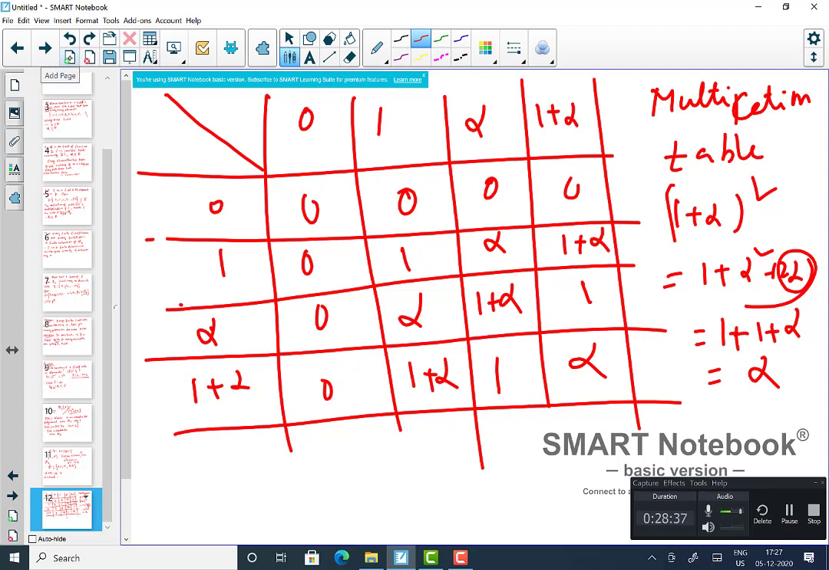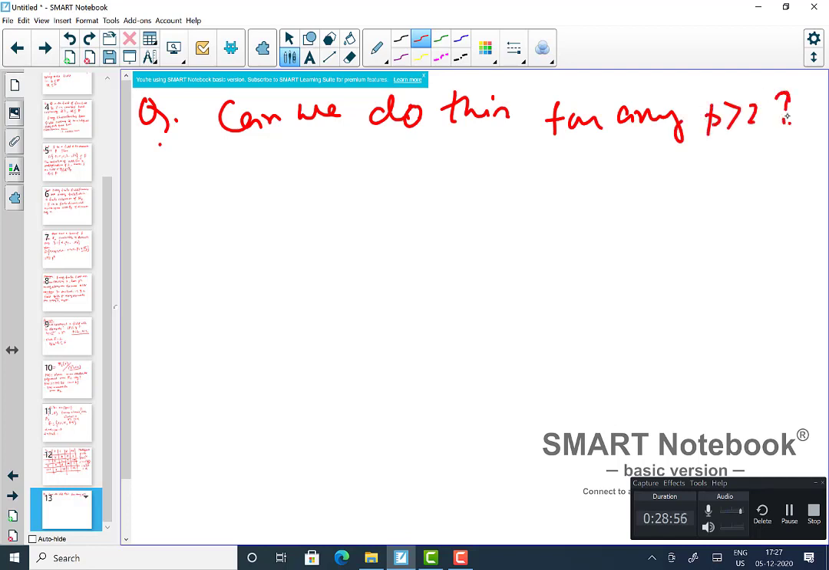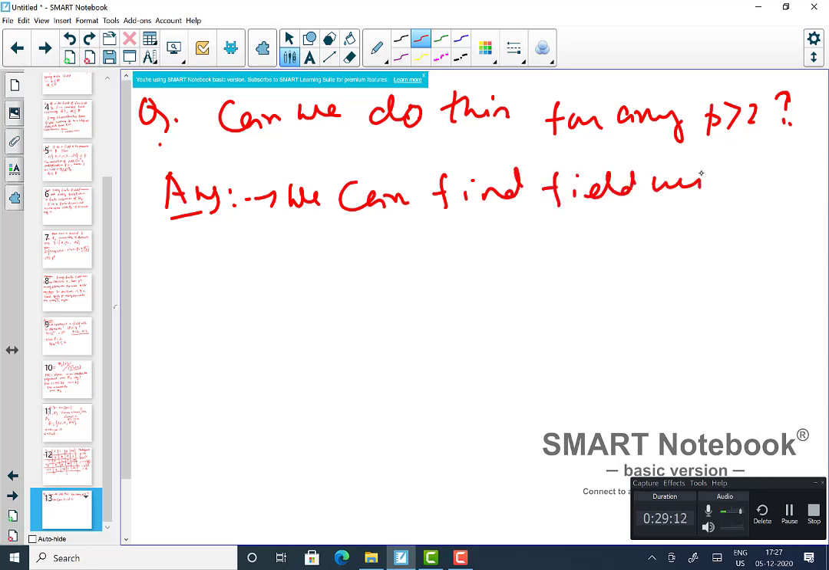Now the natural question: can we do this for any prime, say p greater than 2? What does that mean? That means, can we find the field with p square many elements? Okay, the answer is yes, we can find a field with p square many elements. I will give you general techniques later, but the special cases are also important, so that's why I'm defining it here. So let me just tell you the special case, how we can do it here.